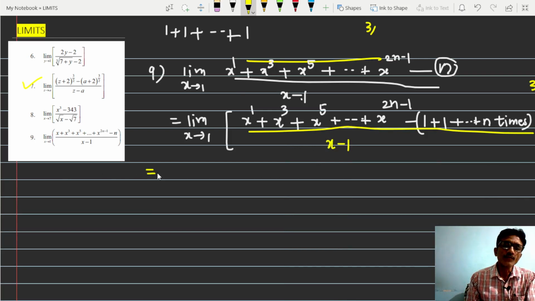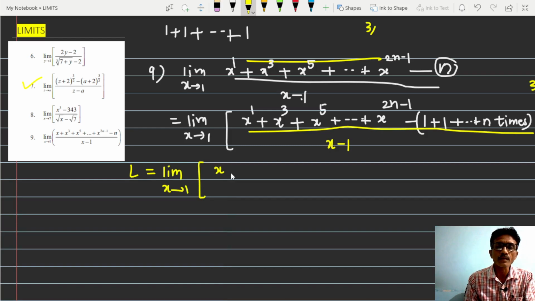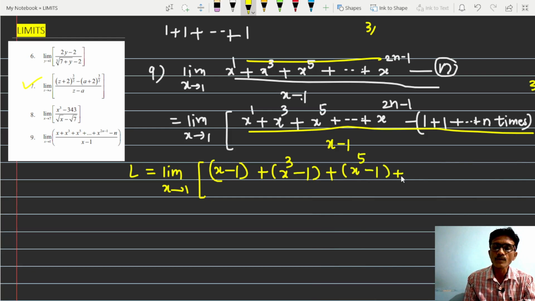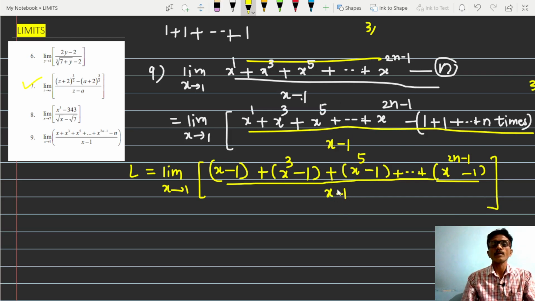Then we will group this. Limit x tends to 1. Okay, we will group this. x, फिर ये 1 है, x minus 1 plus ये x cube है minus 1 plus x to the power 5 is there minus 1 plus up to x to the power 2n minus 1 minus 1 and whole divided by x minus 1, whole divided by x minus 1.